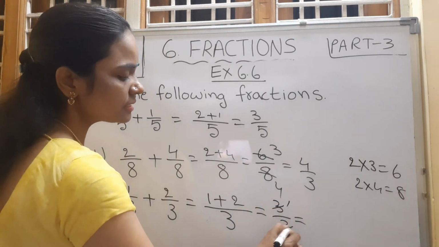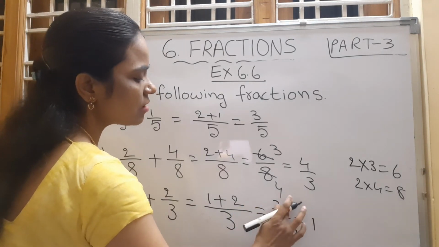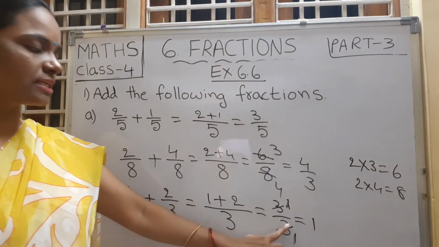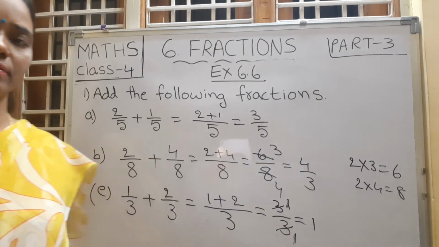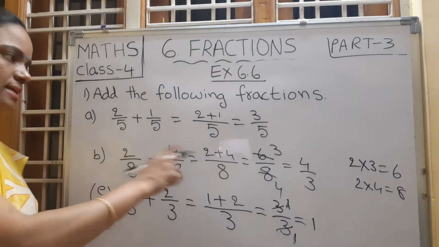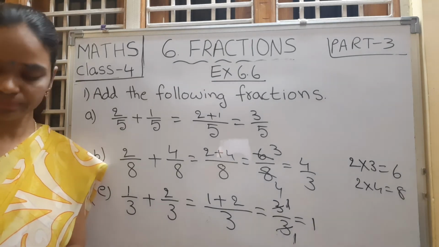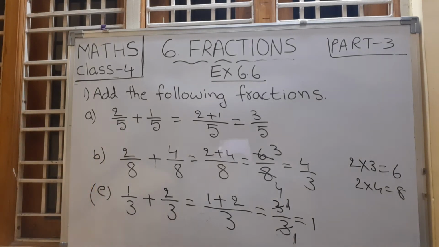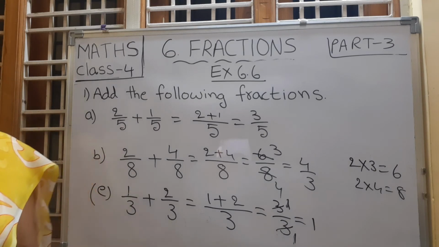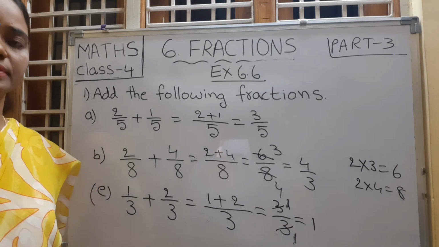3 ones are 3, so 3 by 3 means 1. 1 is the final answer. I hope you understood. Just add the numerators here. Yes, children.